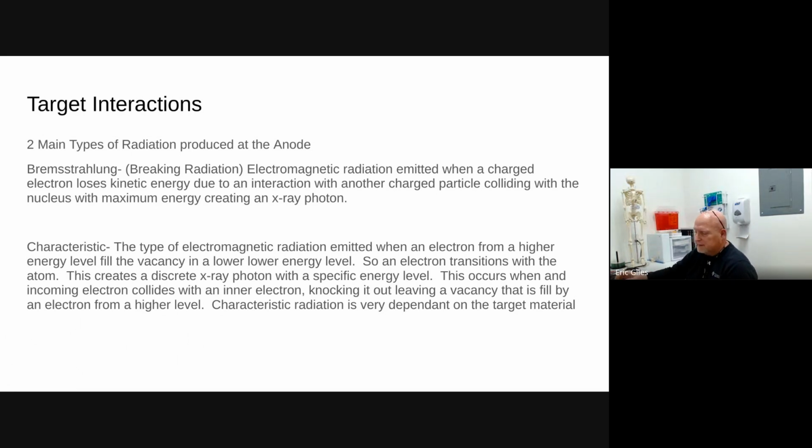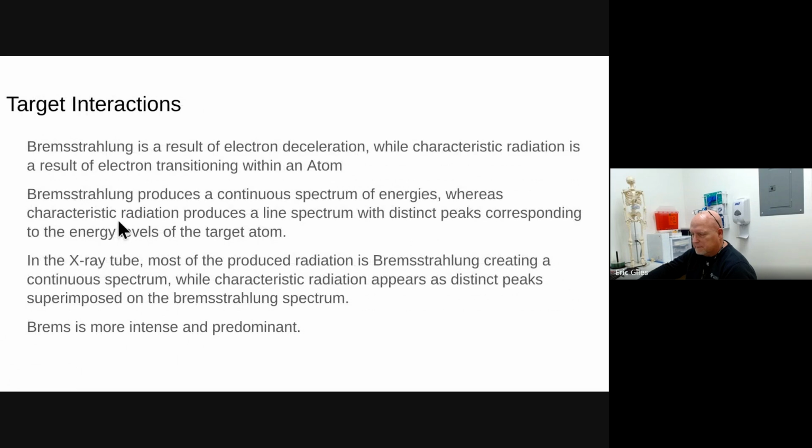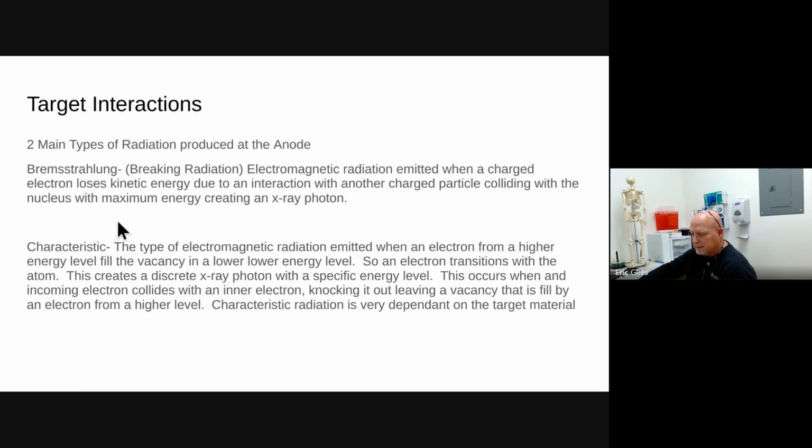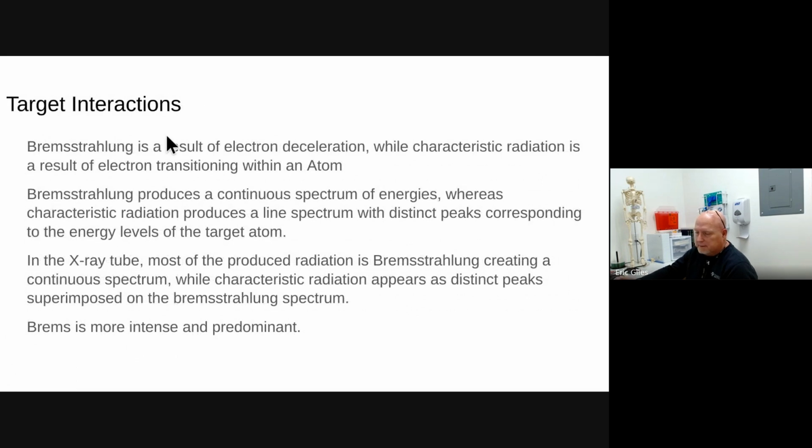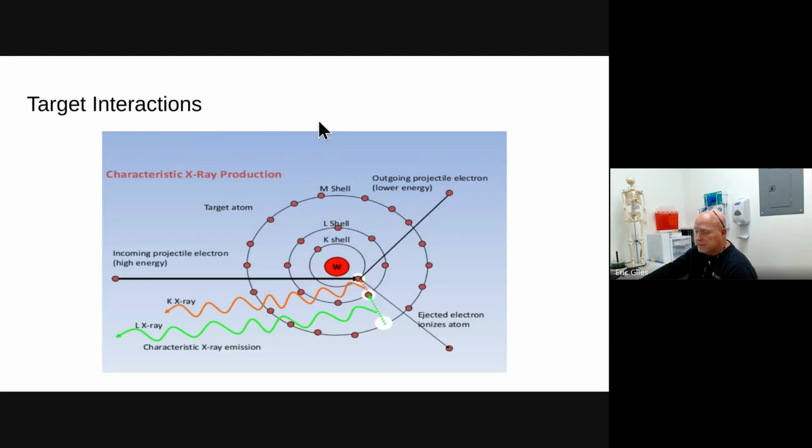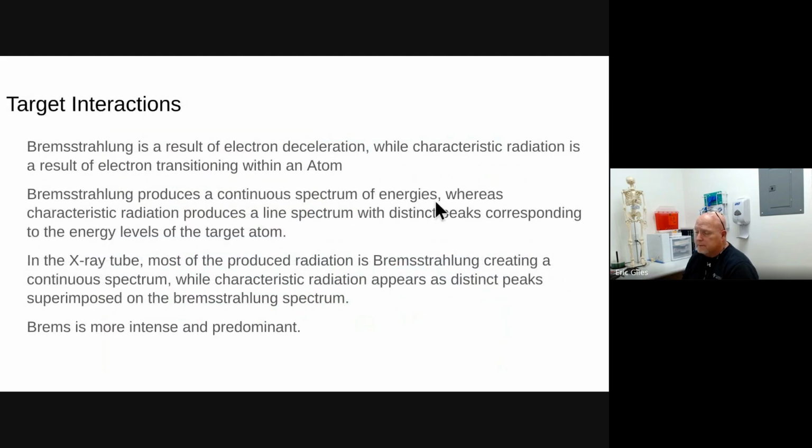It's just physics. I don't know if you guys remember from high school physics, but it's kind of the same thing going on here. So Bremsstrahlung is a result of electron deceleration, which is a huge part of how X-rays are formed. There's a rapid deceleration, which causes a reaction, and electrons are turned into X-ray photons. So, characteristic radiation is a result of an electron transitioning within an atom.